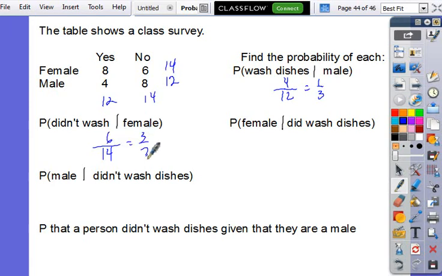Female given that they did wash. So I'll start with the did wash, which was 12. Of those, how many are female? 8. Should be 2/3. Male given that they did not wash. So did not wash is 14. Males of that group would be 8. 4 out of 7. Last one, the word problem. A person didn't wash dishes given that they are a male. So I'll start with the male column. There's 12 of those. How many didn't wash dishes would be 8. Total of 2/3. Yep.